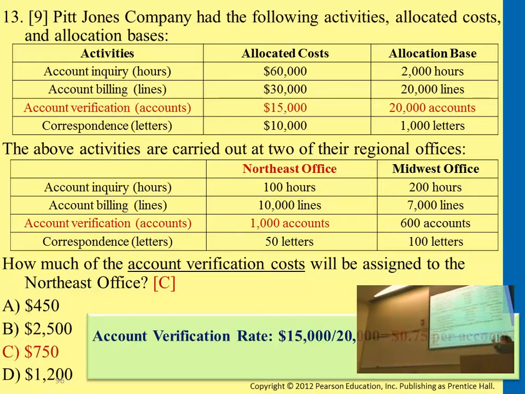Okay, so then the next question would be, what do we use to multiply this 75 cents by? We'll be going back to the Northeast office. The accounts that need to be verified there are 1,000 accounts. So just multiply that rate by 1,000.